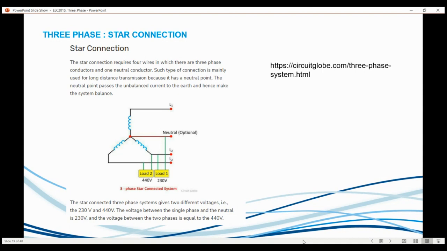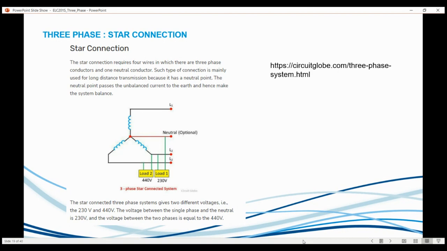Oh no, there's 2 different loads, 2 different voltages, but the idea is that the star gives 2 different voltages, 230 and 440. I'm not sure, it doesn't really look right on the calculator. Anyway, strange. Okay, cool. And I'll make a special note there that it's typically used for long distance transmission.